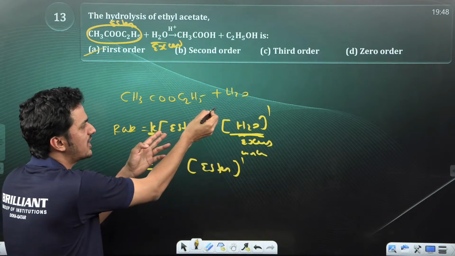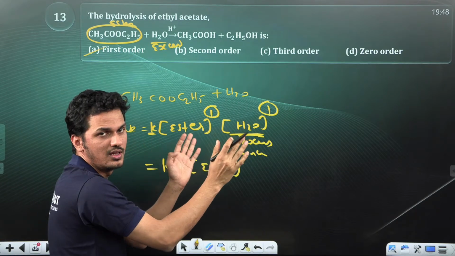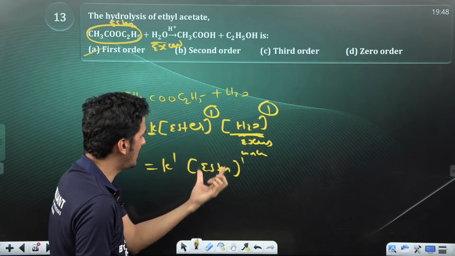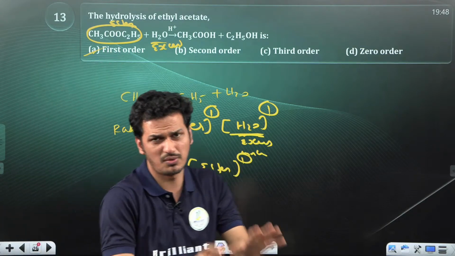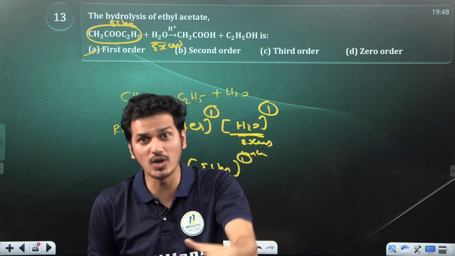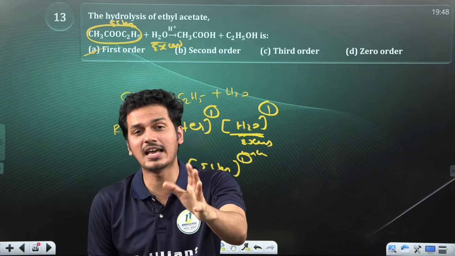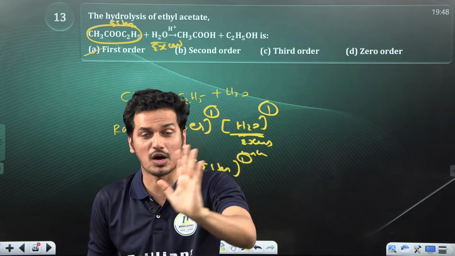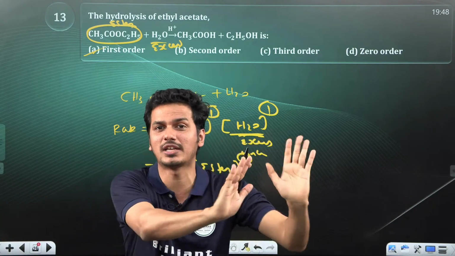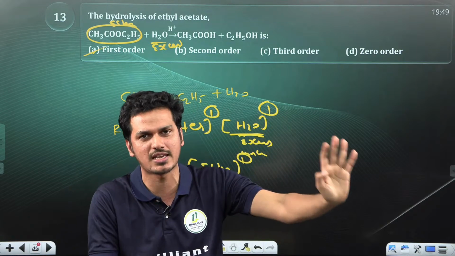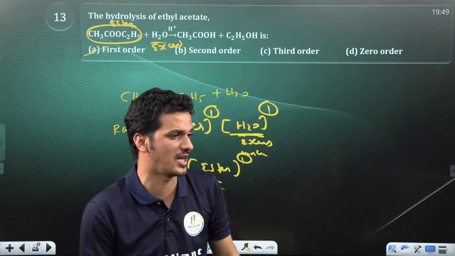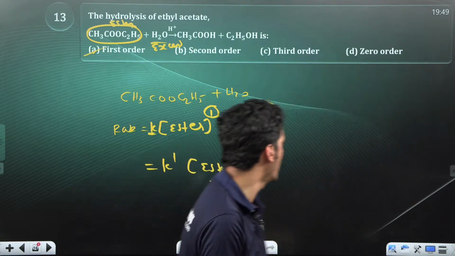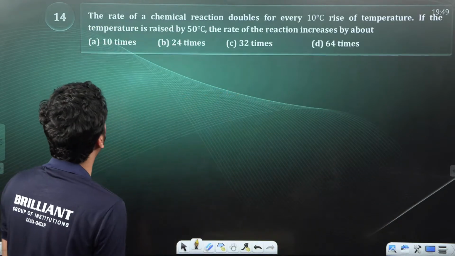So we are expecting the order is 1 plus 1, 2, but that one is a constant. So now the order is only 1. So the answer is first order. Whenever you see a hydrolysis reaction, 99% of the time you have to think that the water is in excess. If at least one of the reactants is in excess, it will obey pseudo first order. Pseudo first order reaction, I hope you got it. Okay, then we can move to the next question.